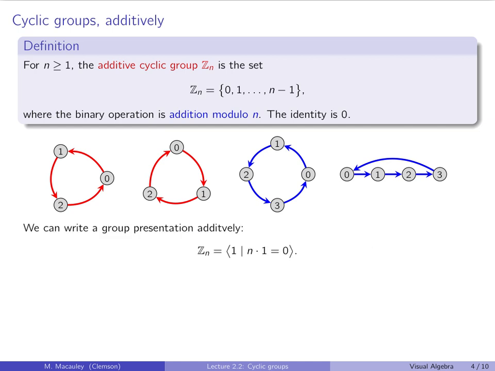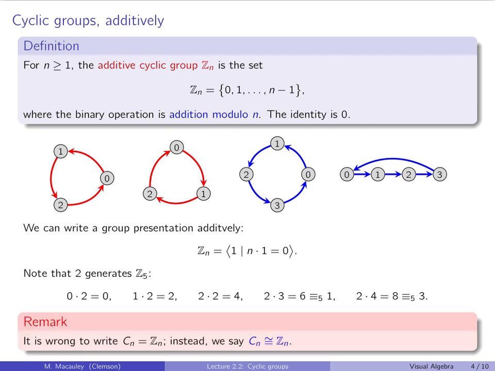We can write a group presentation additively. So Zn is generated by 1 such that n dot 1, or n times 1, is equal to 0. And n dot 1 is exactly what you think it is. It just means 1 plus 1 plus 1, n times. So this is the additive analog of saying r to the n equals 1. Note, of course, that 2 generates Z5 for the same reason that r squared generates C5. So if you just add 2 to itself successively, you will get all of the numbers 0 up to 4 mod 5.